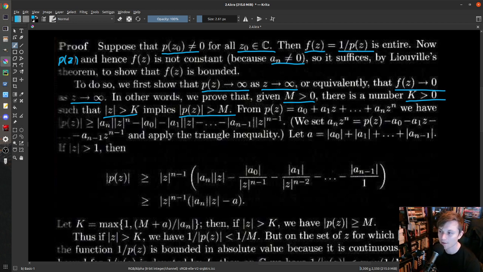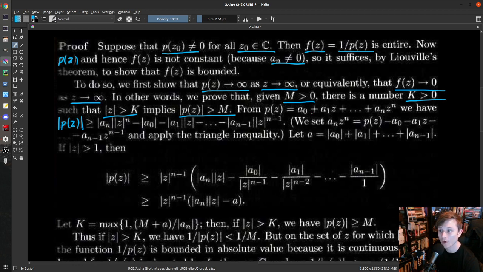So p of z, we already know how it's defined: a0 plus a1 z, and so on, up to a_n z to the n. Notice that we can do a nice little manipulation right here and say that the modulus of p of z is greater than or equal to the modulus of a_n z to the n, minus the modulus of a0, minus the modulus of a1 z, and so on, up to minus the modulus of a_{n-1} z to the n minus 1. We're subtracting off everything except that last term, which sits right there.